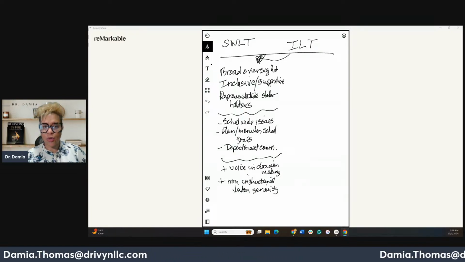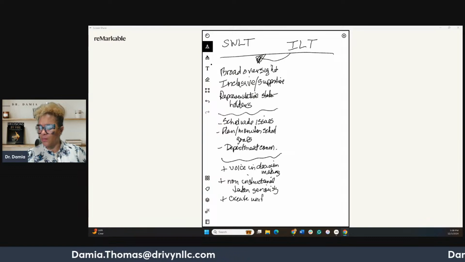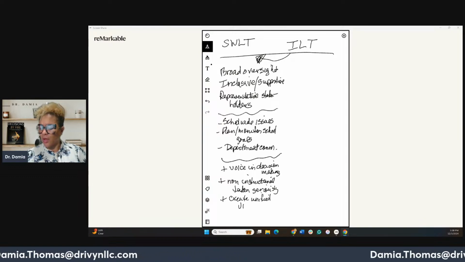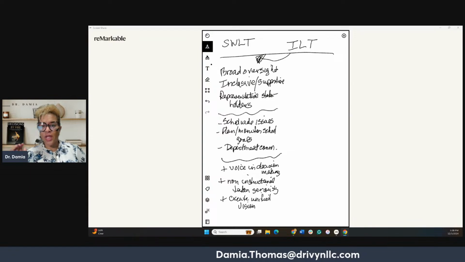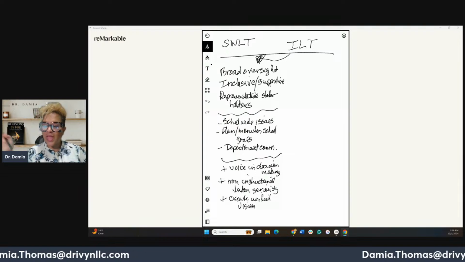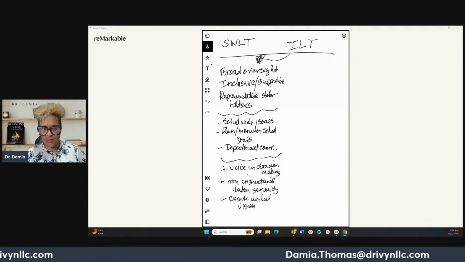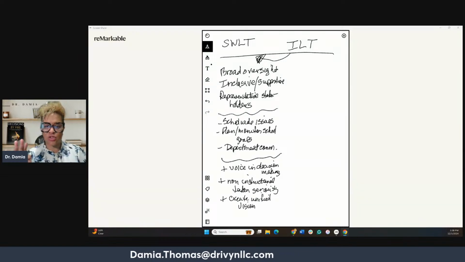Another way that it can help improve staff morale is that it helps you create a unified voice, right? A unified vision. I'll put vision, right? So it helps to reduce feelings of disconnection between the roles, right? So that's the school-wide leadership team. Amazing group of people that can do amazing things in your building.